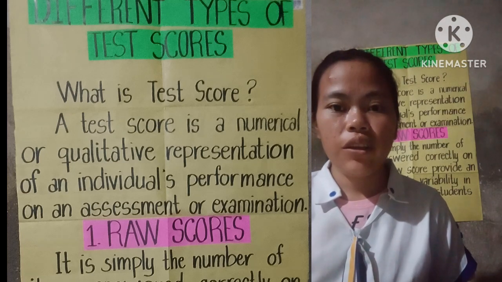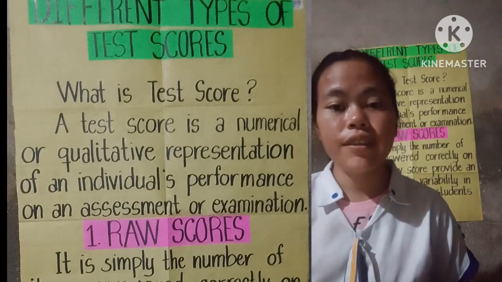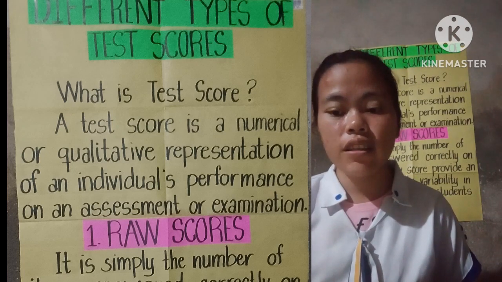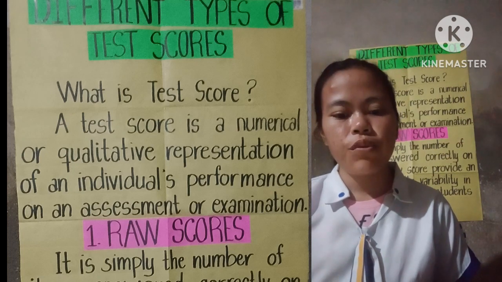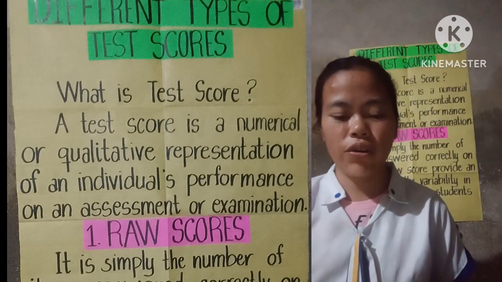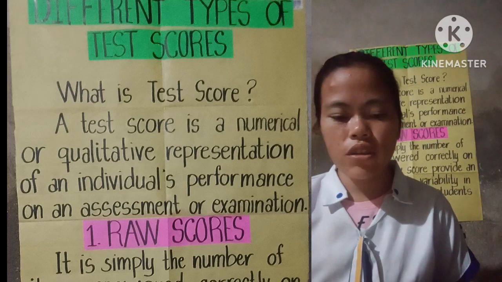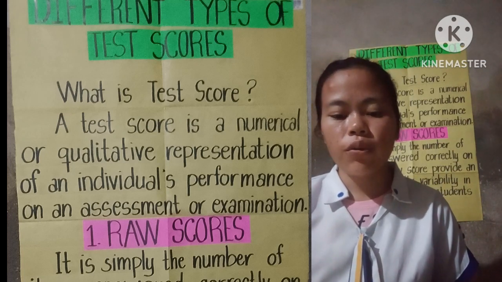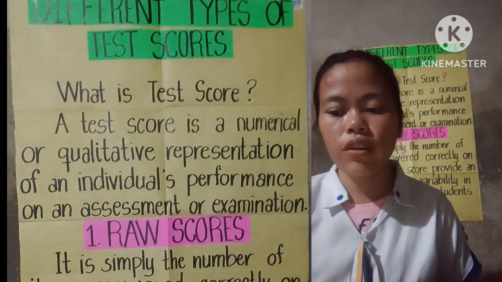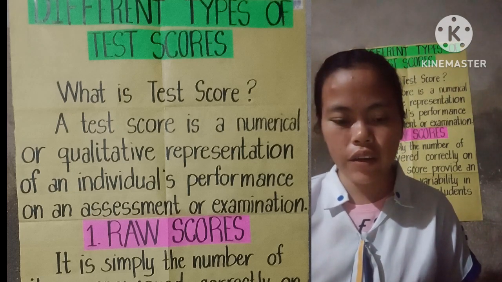So as we continue our lesson for today, let's tackle the different types of test scores. But before that, we must know what test scores are. Since we always talk about test scores, we must know what they are. So a test score is a numerical or qualitative representation of an individual's performance on an assessment or examination.